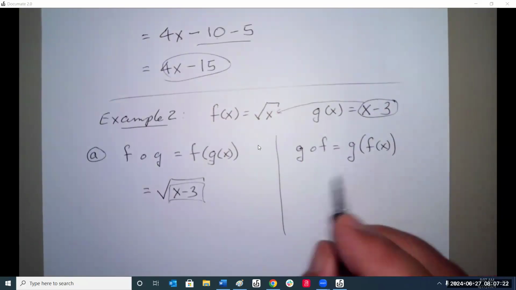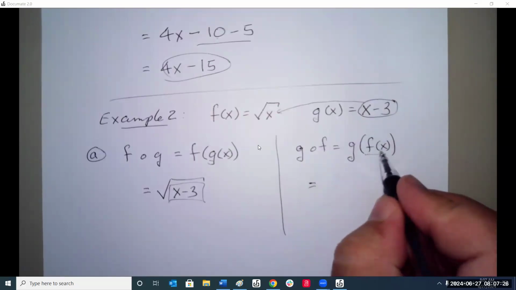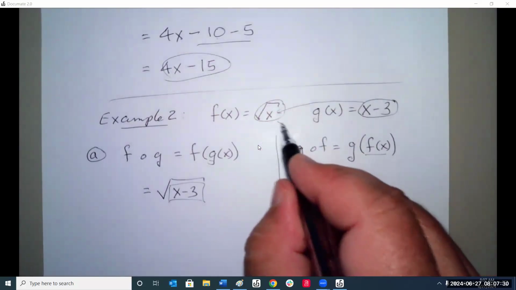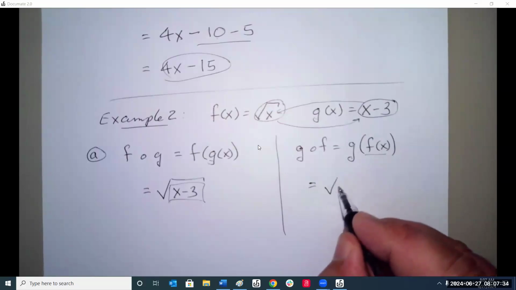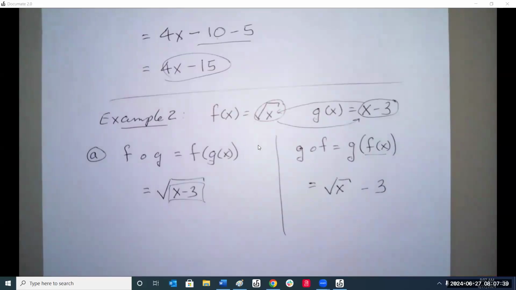This one, inside the g function, anywhere I see an x, I put the f of x function. So I take this equation, anywhere I see an x, I put that. So it's square root of x minus 3.